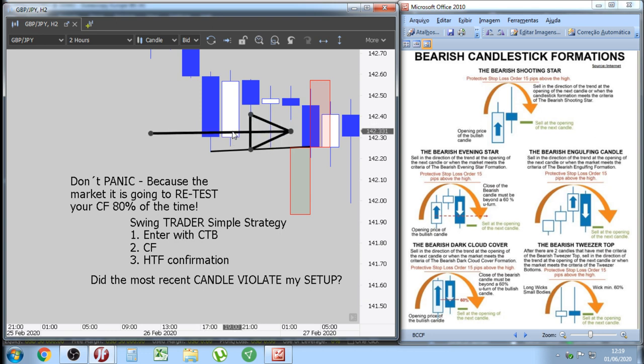Everybody. So the answer is no. The market didn't violate the setup. Okay? And if I didn't scalp the first blue candle, I'm going to scalp the second one.